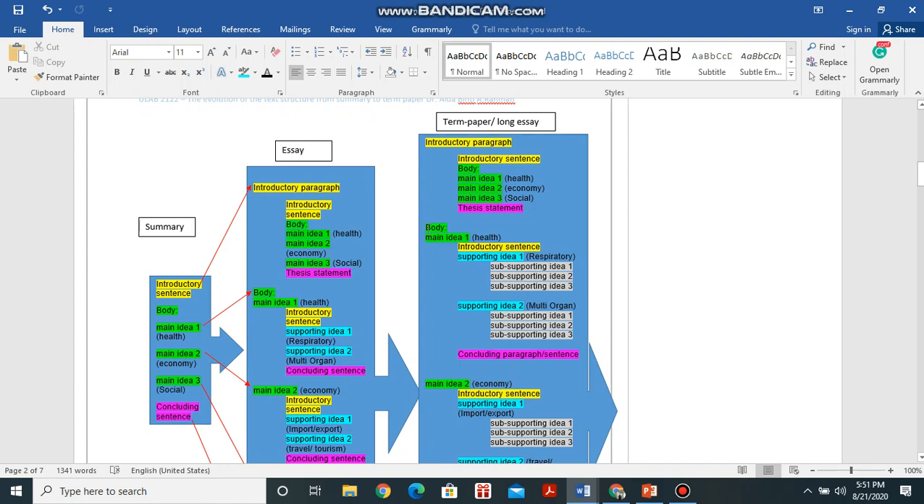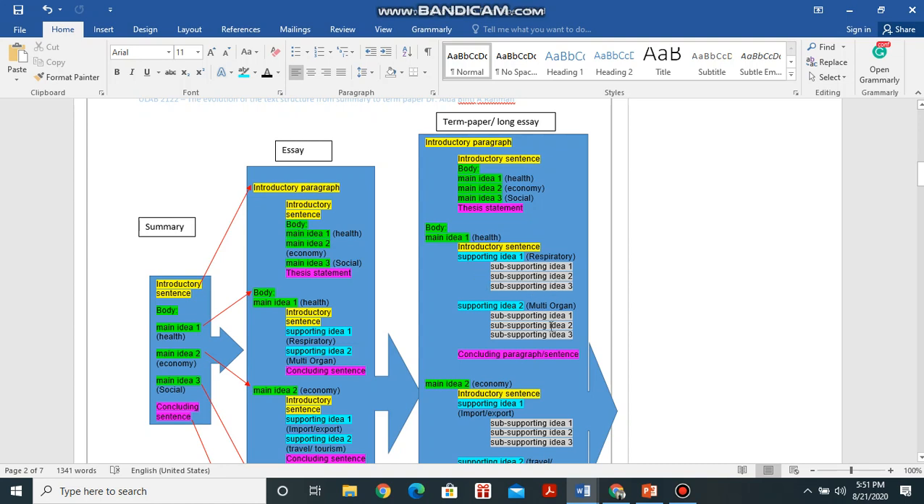All right, so body, main idea number one, you have introductory sentence, you have supporting idea, respiratory. You want to talk about how COVID-19 affects people's respiratory system. So in order for you to elaborate, in order for you to explain how COVID-19 affects the respiratory system, you have sub-supporting idea 1, sub-supporting idea 2, sub-supporting idea 3. So all together, this has become one paragraph. This is the first paragraph, this becomes the second paragraph.